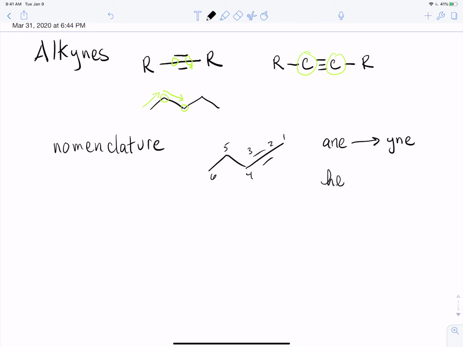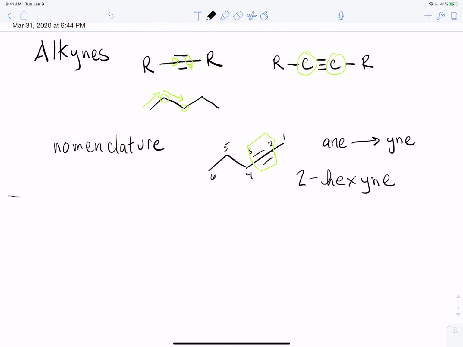Actually, let me just switch to print here. Hexyne. And then, of course, we want to say where the alkyne is, so we say 2. And that tells us that the triple bond is between 2 and 3 right here. So we always put the lowest number and assume that the triple bond, or in the case of alkenes, the double bond, extends from the lowest number to the next highest number. So 2 implies that the bond goes from 2 to 3, not 2 to 1, for example. Okay.